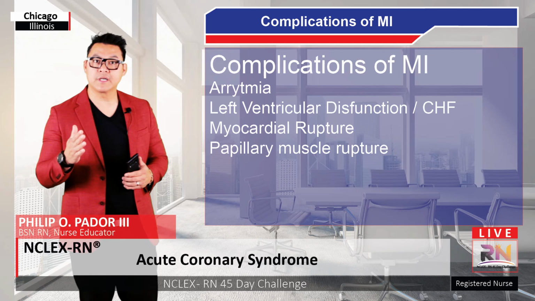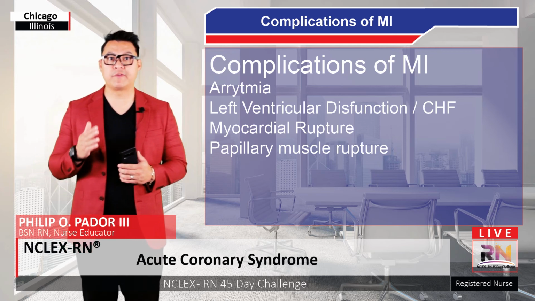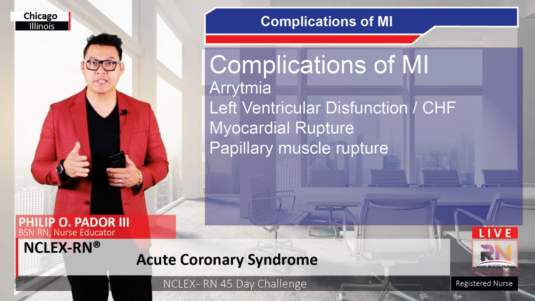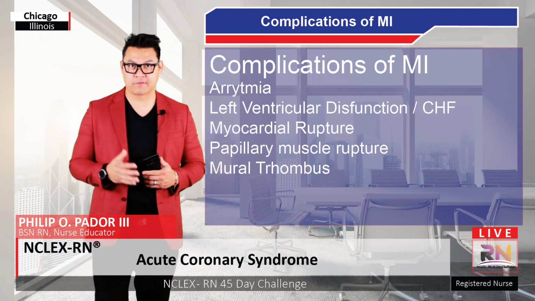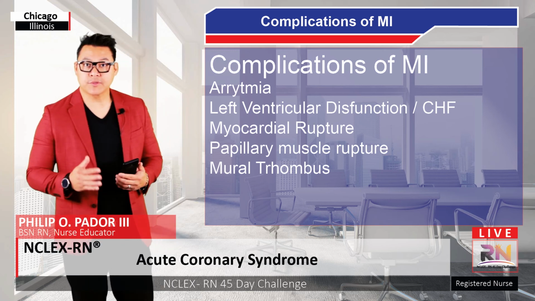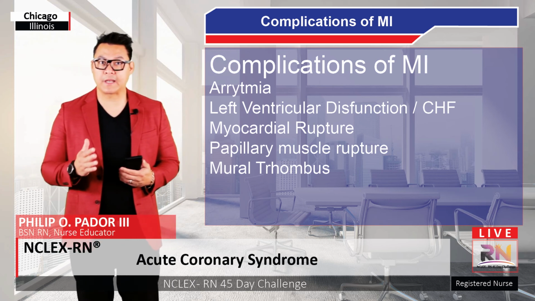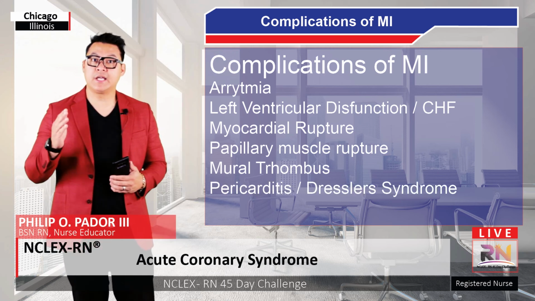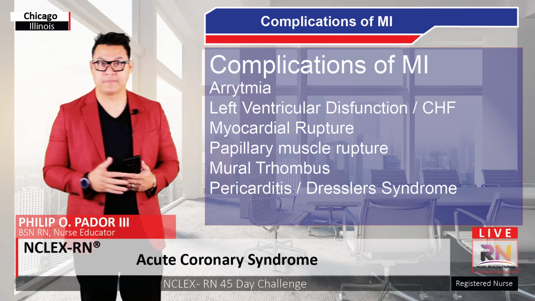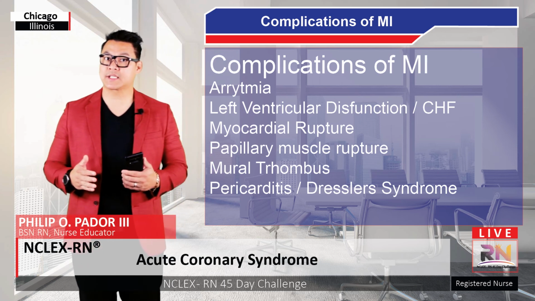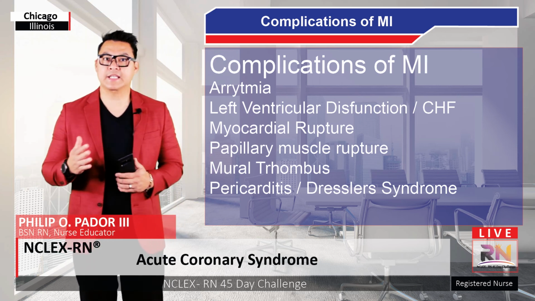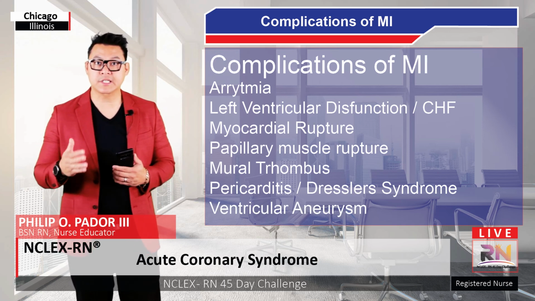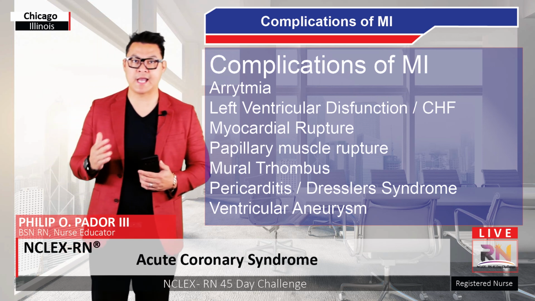More commonly, in transmural infarcts, a large portion of the ventricular wall may become relatively immobile, which can lead to increased stasis and mural thrombus formation. In the first 2 to 3 days, there is the risk for development of pericarditis. Also, at about 3 weeks out, an autoimmune pericarditis can develop. This is called Dressler's syndrome. Lastly, ventricular aneurysms may also occur in areas of myocardial scarring at about 3 to 6 months out.